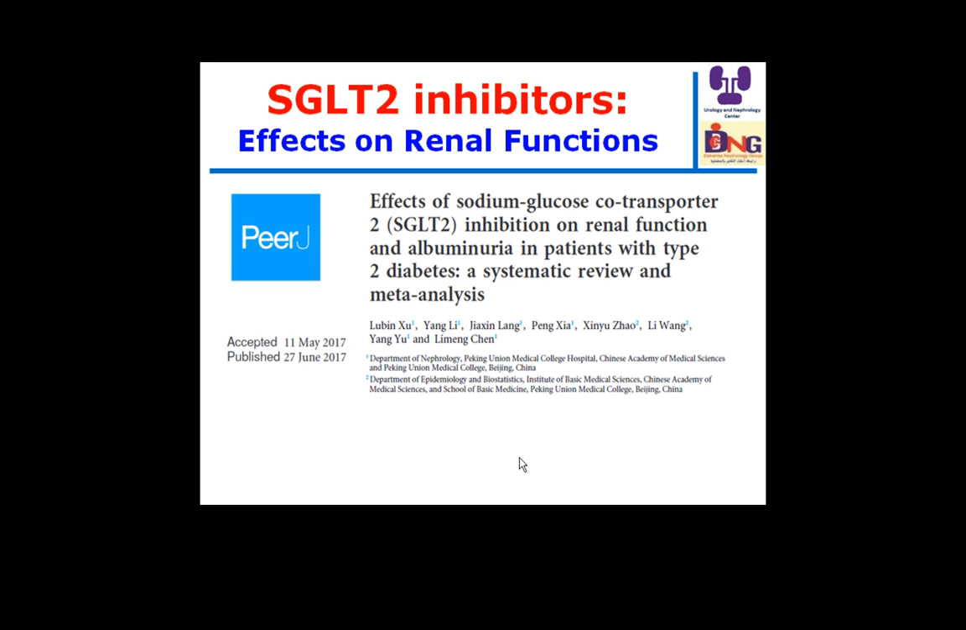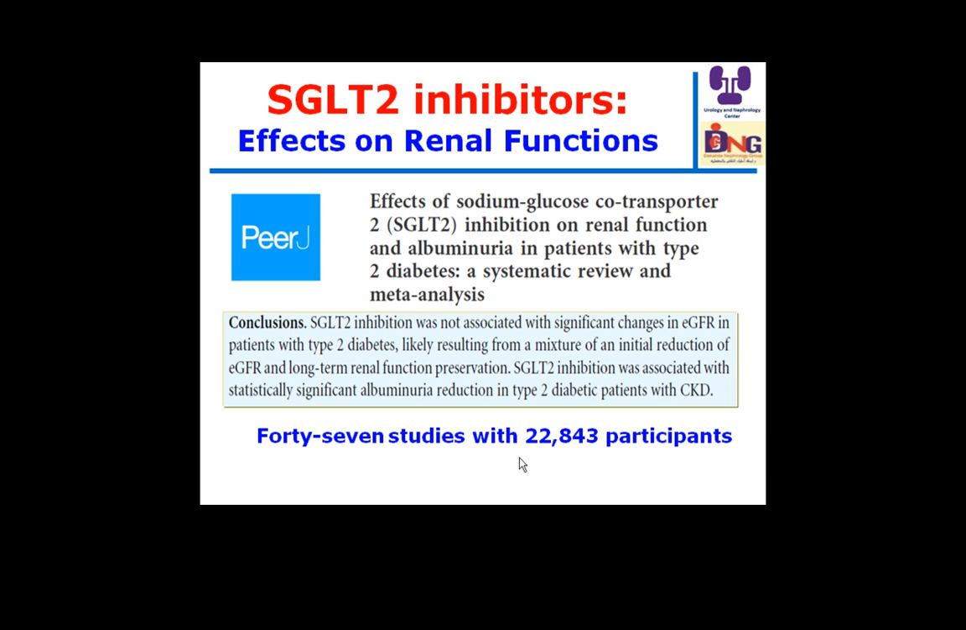This is the effect of sodium glucose cotransporter 2 inhibitors on renal function and albuminuria in patients with type 2 diabetes, a systematic review and meta-analysis. This is a meta-analysis of 47 studies that included 22,000 participants, and the conclusion: the use of sodium glucose cotransporter inhibition was not associated with significant change in estimated GFR, assuring the safety of the use of this drug on the kidney in patients with type 2 diabetes, likely resulting from a mixture. Early, you may find some drop in GFR. This is an acute effect, but in the long term you can find preservation.